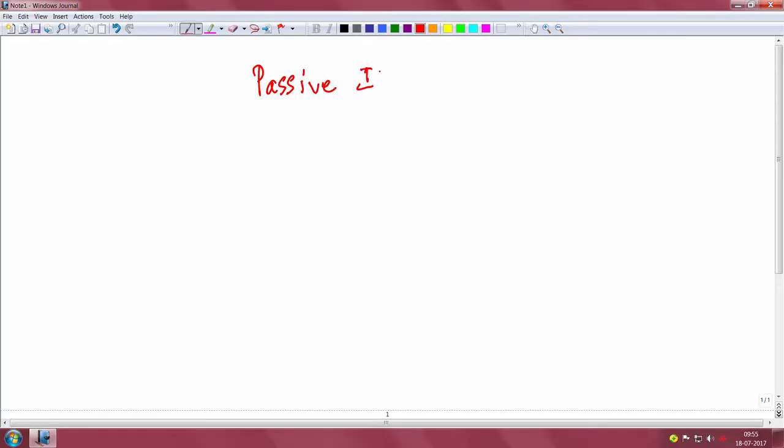We shall look at some passive devices now. And I will introduce an important and very popular technique called the beam propagation method.